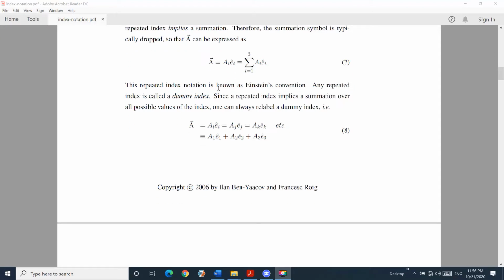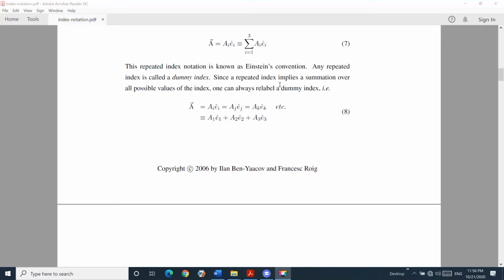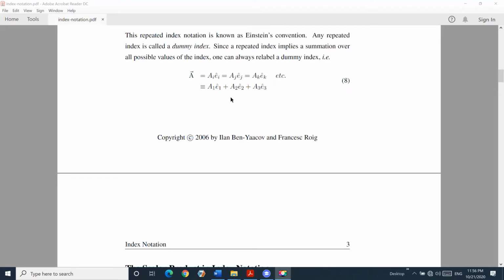This repeated index notation is known as the Einstein convention. Any repeated index is called a dummy index. Since a repeated index implies a summation over all possible values of the index, one can always relabel the dummy index. For a vector, you can write ai ei, aj ej, and ak ek, and so on. So the open form is given like this in 3-space.